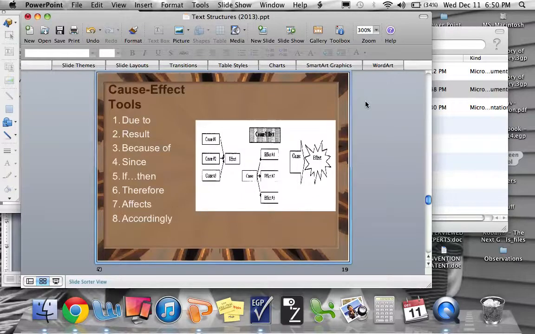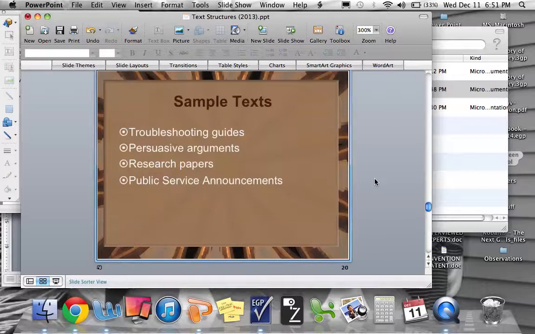Cause and effect tools. You can see that it could be some type of T-chart where you're putting your causes on one side and your effects on the other side. It could be that you might list all the causes and then the effect of those causes, or maybe there's just one cause and several effects. Sample texts that use cause and effect would be research paper, public service announcements, persuasive arguments, troubleshooting guides.